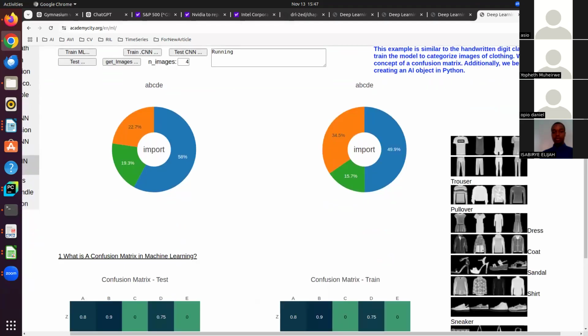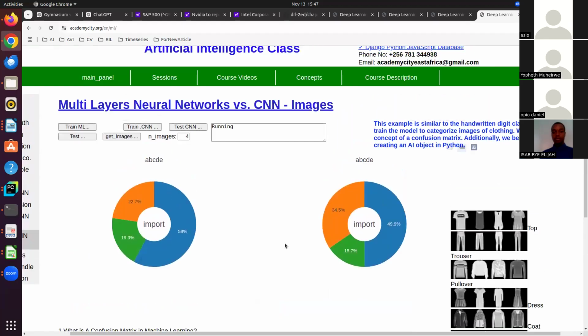Is it a top? Is it a trouser? Is it a pullover? Whatever. The exercise is almost one-to-one to the one we're doing with the numbers. The only thing here is that I will use convolution. It's another type of algorithm. We'll get there, but the question is very similar. I have pictures, in this case pictures of clothing. Can I categorize that picture to which kind of clothing it belongs to?